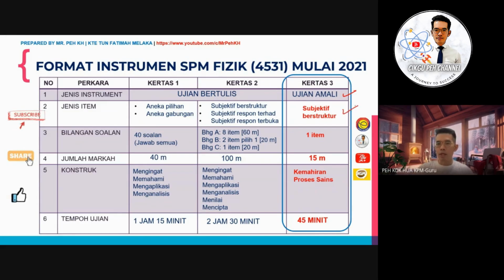The type of questions asked will all be subjective. There will not be any objective questions in Paper 3. There will be only one question, with a total of about 15 marks. The question mainly tests the candidate on the process science skills. The duration for Paper 3 is about 45 minutes. I think all candidates should already know this information.